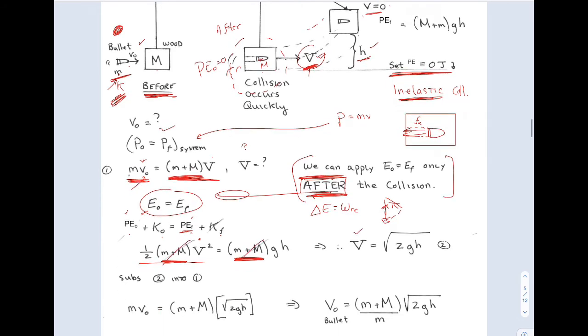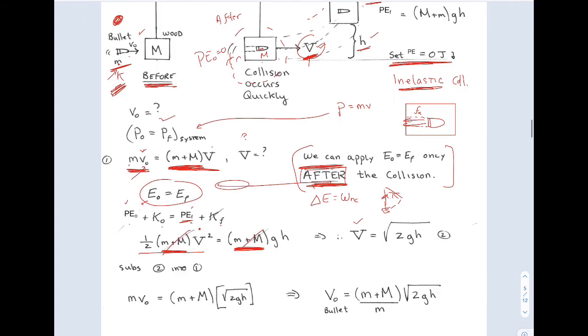So that gets me capital V, and that's what I put back into equation 1. I called that number 2. So I take 2 and put it back into number 1. So here's number 1, M V0, and right here that was capital V, and I put that in, and I can solve that for little v0.